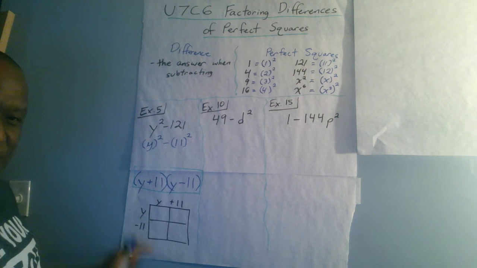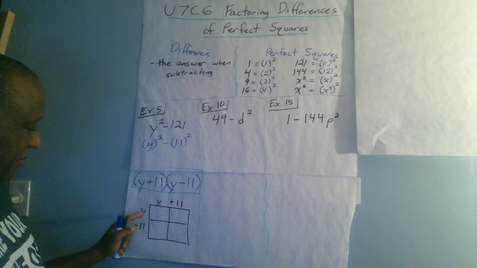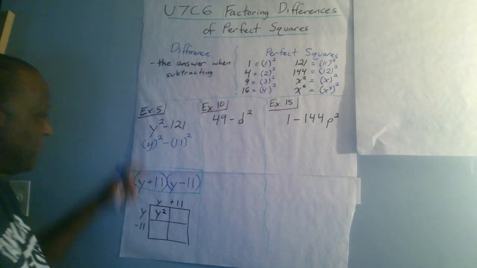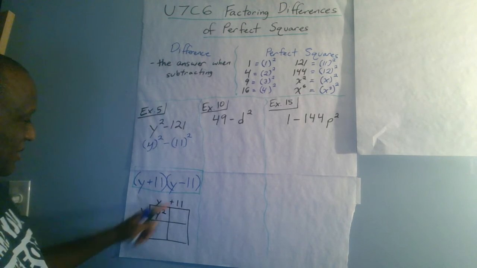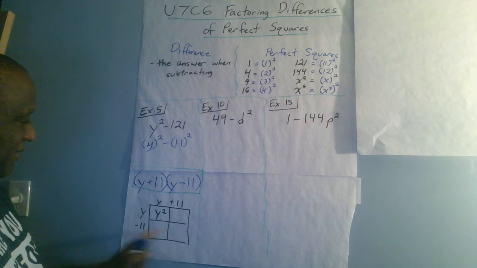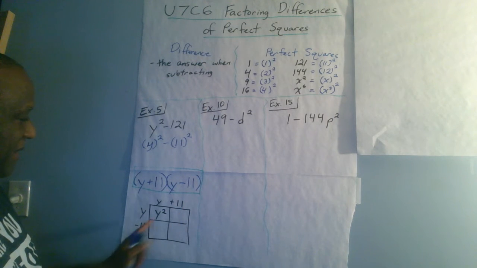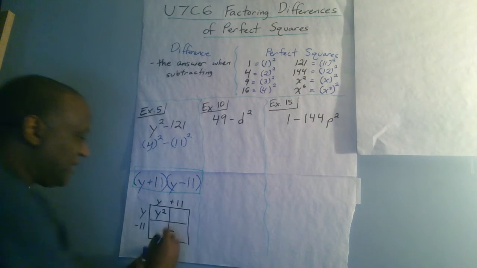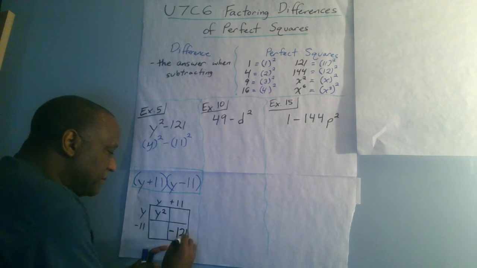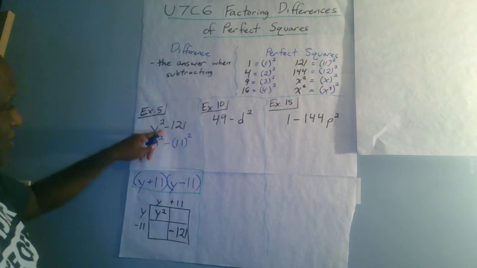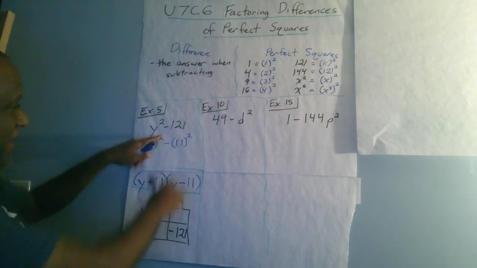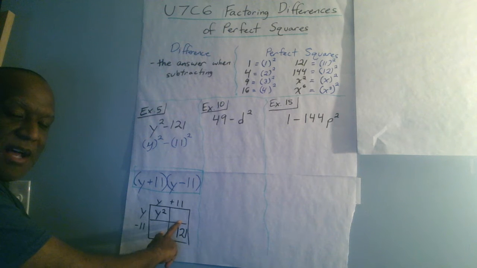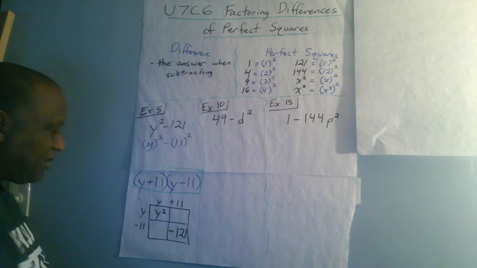So we have a 2 by 2 box. And then we multiply y times y. Well, there's the y squared. Okay, we got that. Let's do this last box down here. Negative 11 times positive 11. Well, negative times a positive is negative. 11 times 11, we say 121. That's all we got there, the y squared minus 121. What about these other two pieces of the box when we always multiplied? And then we get that middle term, that third term.